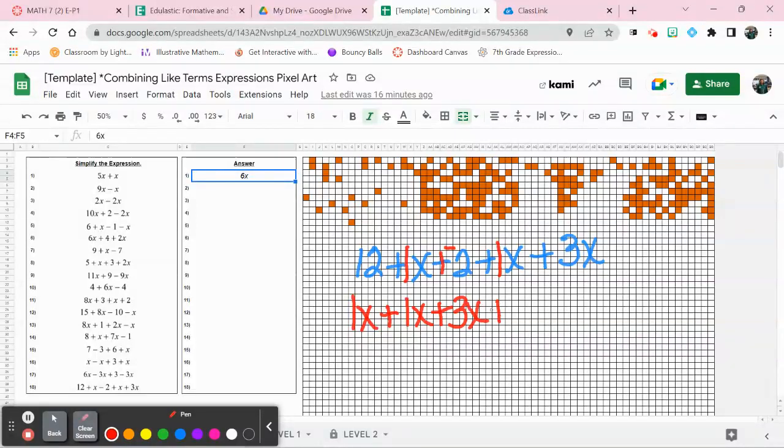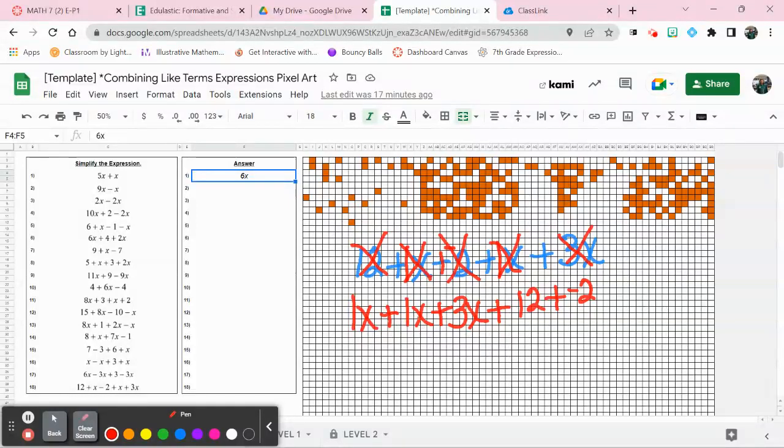Now I'm going to put my constants, plus 12 plus negative 2. And as they get longer, you want to go check them off. So let's check them off. I have 1x. There's that. Plus 1x. There's that. Plus 3x. Got that. Plus 12. Got that. Plus negative 2. Got that. I got them all.